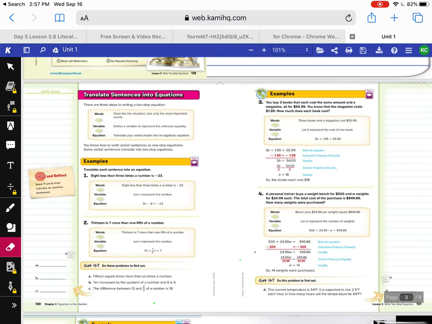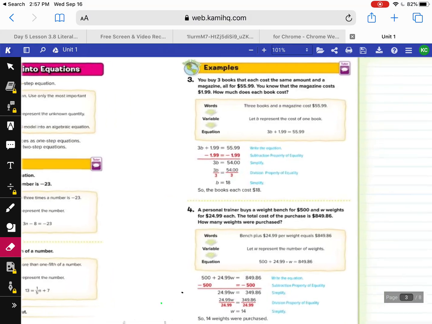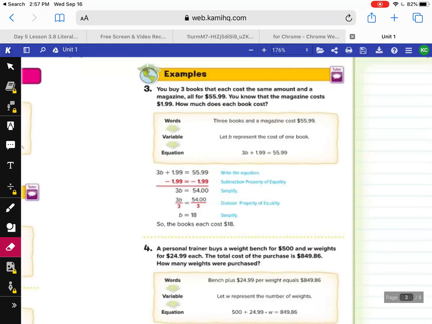So in your book, if you're following along with me, you see we're on page 131. Now they're giving us some examples, so you can take some time to read through these, but let's take a look. Number 3 says, you buy 3 books that each cost the same amount and a magazine, all for $55.99. You know the magazine costs $1.99. How much does each book cost?